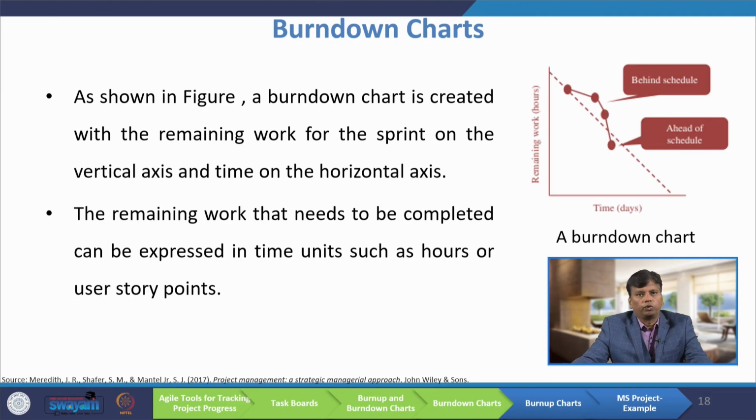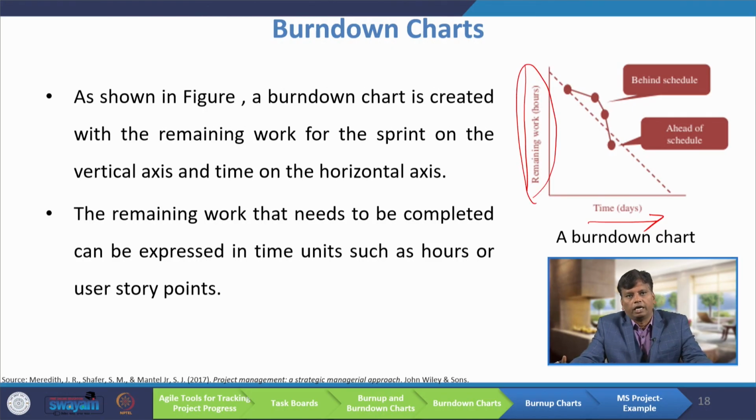As shown in the figure, a Burndown chart is created with the remaining work for the sprint on the vertical axis, this one. Here we discuss the remaining work to be done, and the time on the horizontal axis. The remaining work that needs to be completed can be expressed in time units such as hours or user story points. So, there are two ways of calculating remaining work to be done. We can say how much time is remaining or how many user points have to be completed.